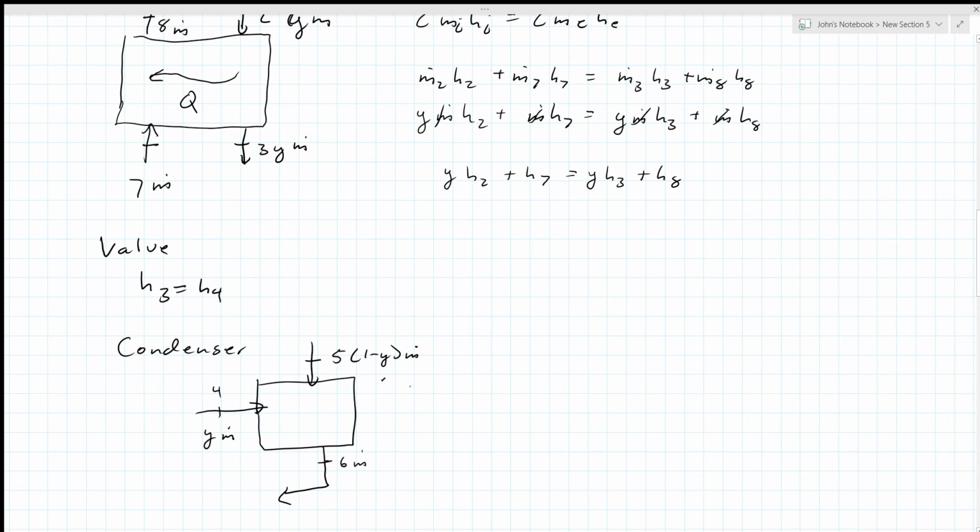Well, heat is exchanged with the surroundings, so you're going to have Q. No moving parts, so work is equal to 0. So Q is equal to the sum of the mass flow rates of the exit times enthalpy exit, minus the sum of the mass flow rates of the inlet times enthalpy inlet. So it'd be m6 h6 minus m4 h4 minus m dot 5 h5.